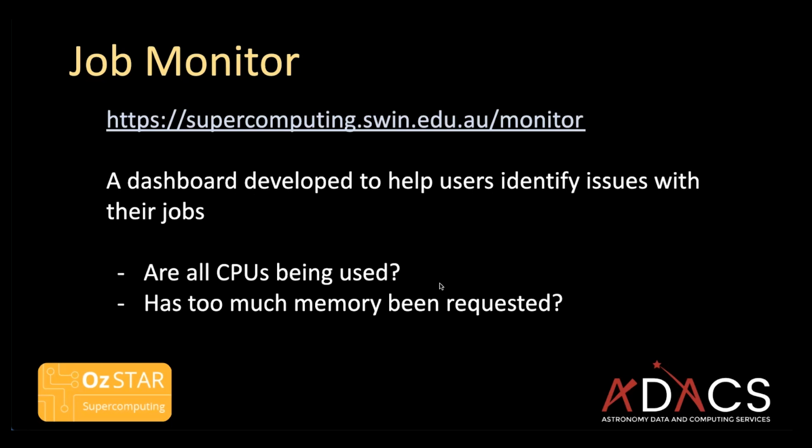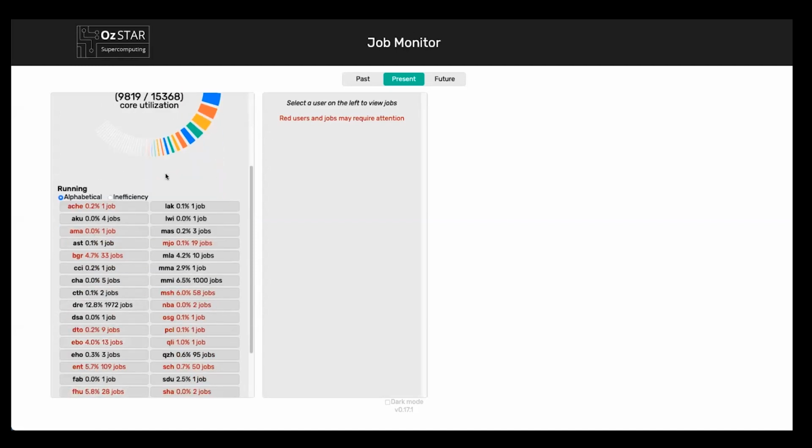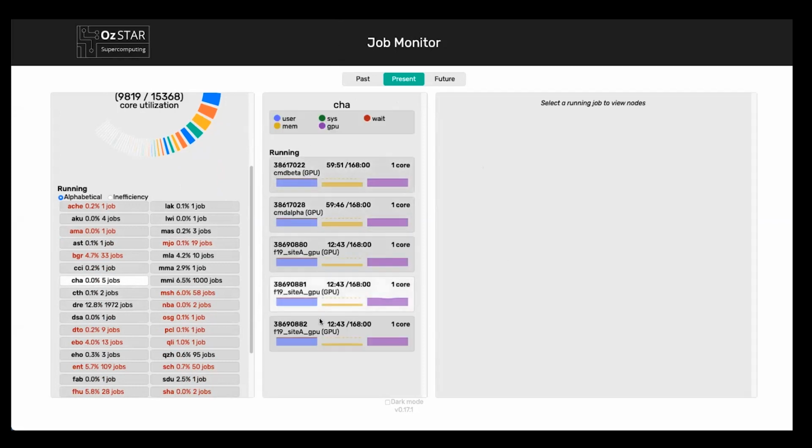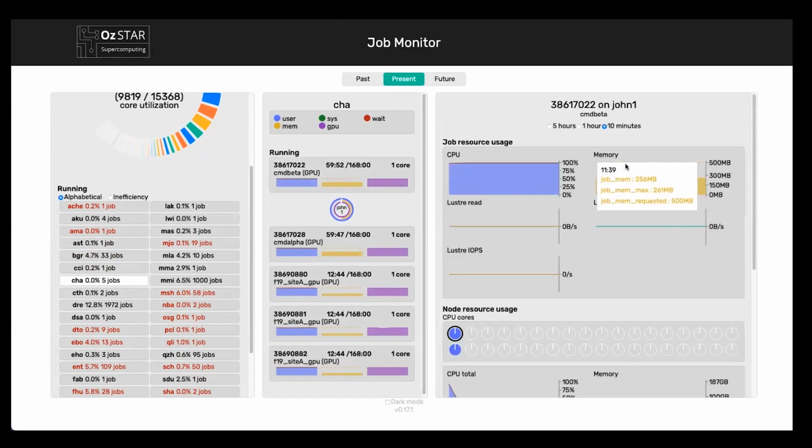And normally those statistics are quite hard to see. But once your job is running on OzSTAR, you can go to this webpage, the Job Monitor, and find your username here. So I'm just going to pick on a random person here. And we can see the jobs that are running there right now. So they've got 5 GPU jobs running, and we can go into any one of them and see which nodes that job is running on. So this particular job is just using 1 core on 1 node.